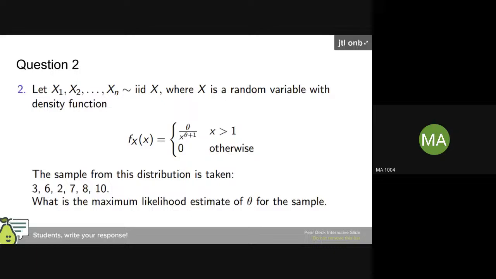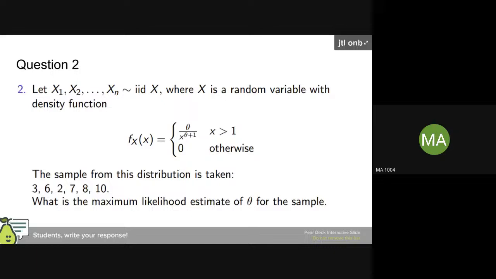Now, we know the density function. That means you know the distribution, but you don't know the parameter theta. So here, the random variable x has a parameter theta inside it. And now what we did, we have taken some samples from this distribution. Some 6 samples we have taken, and the samples look like this: 3, 6, 2, 7, 8, 10. Now by looking at these 6 samples, we are going to estimate theta using the maximum likelihood method.